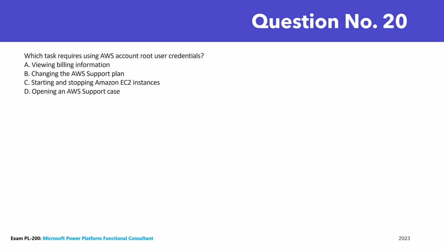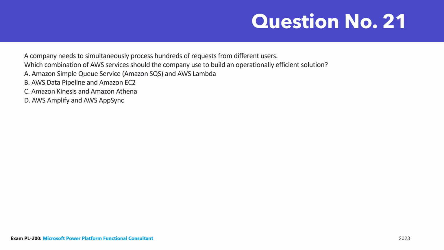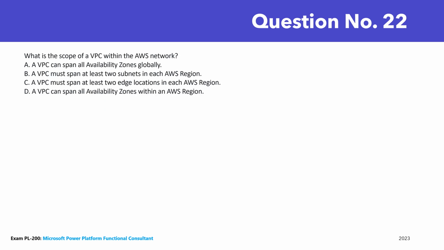Correct answer, B. A company needs to simultaneously process hundreds of requests from different users. Which combination of AWS services should the company use to build an operationally efficient solution? A. Amazon Simple Queue Service, Amazon SQS, and AWS Lambda. B. AWS Data Pipeline and Amazon EC2. C. Amazon Kinesis and Amazon Athena. D. AWS Amplify and AWS AppSync. Correct answer, B.